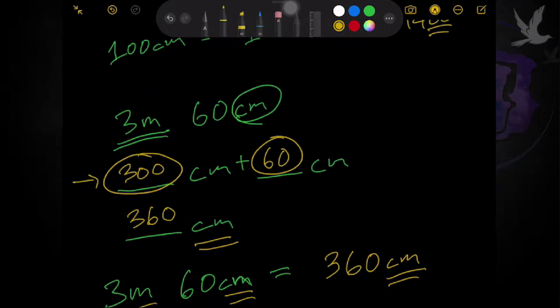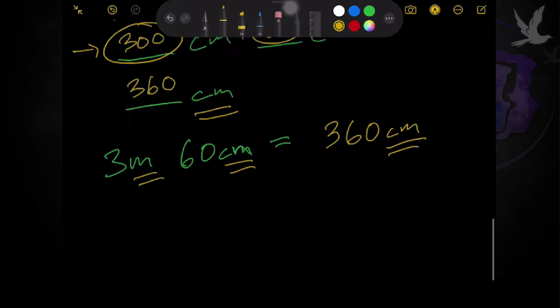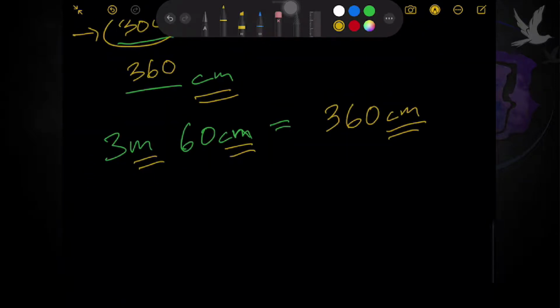And combine the same units. Because you cannot combine different units. Ibig sabihin, this is not equal to 63 centimeters. Kasi baka i-add nyo lang ang 3 sa 60. No. That is wrong. Okay? That is also wrong. Just to mark that safe para lang hindi kayo ma-confused. Okay? So, ganyan lang ang gagawin ninyo for your page 135. Basically, you are combining the units.